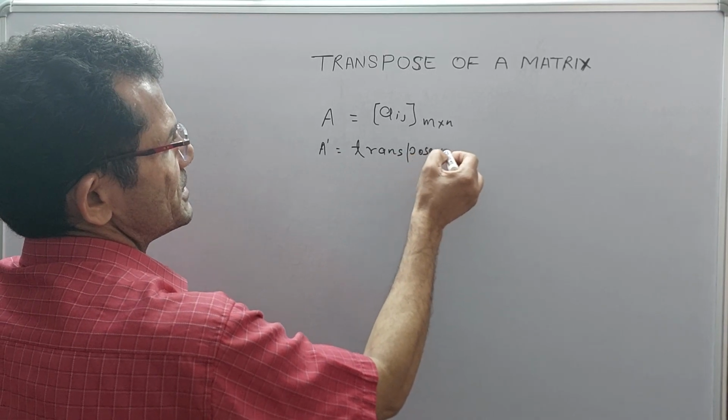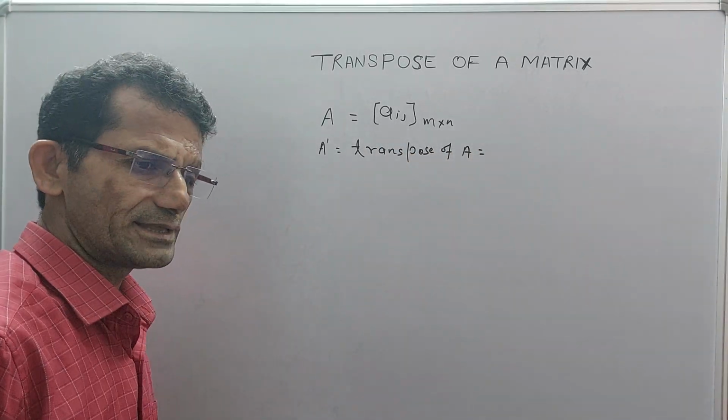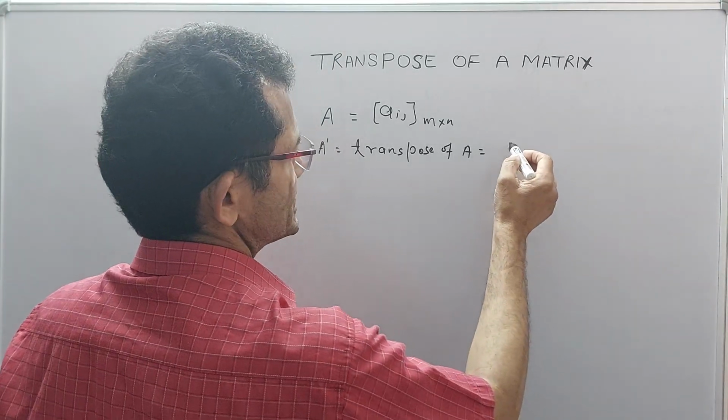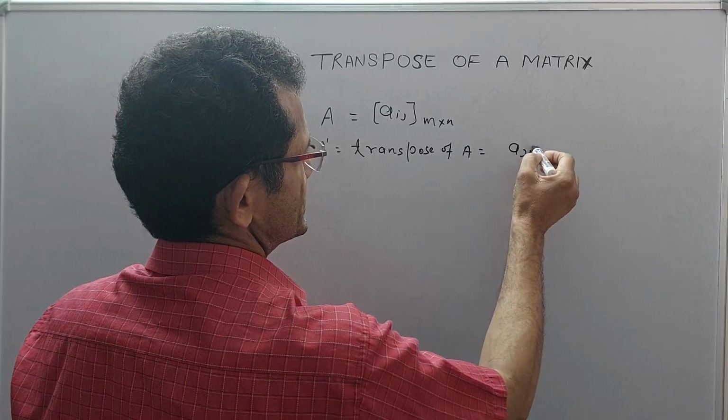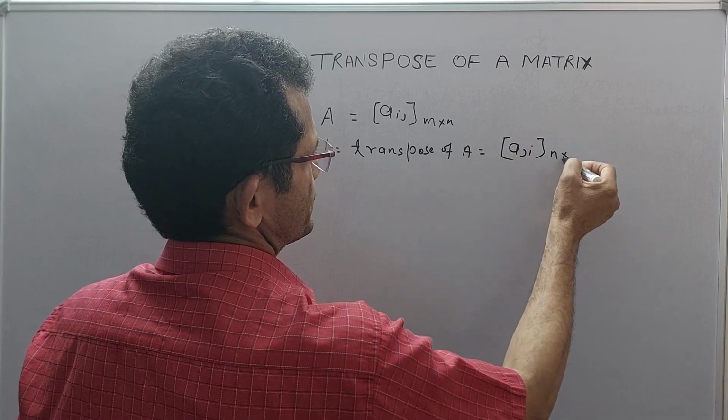In the transpose of matrix A, the ijth element A_ij becomes the jith element A_ji, which is the general term, and the order becomes n cross m.